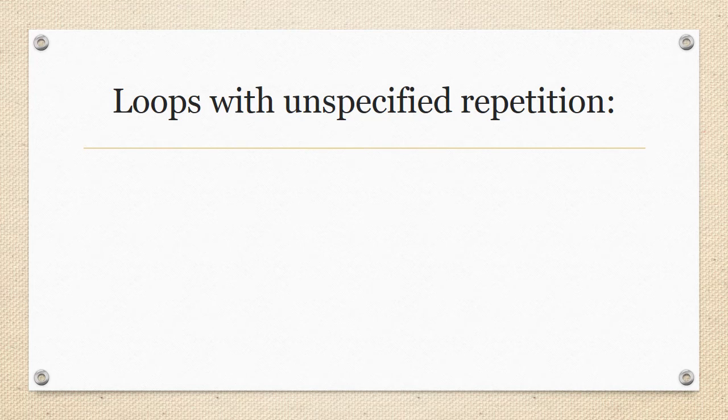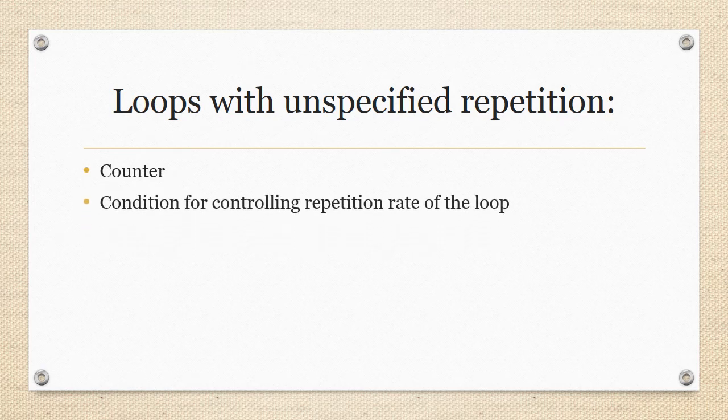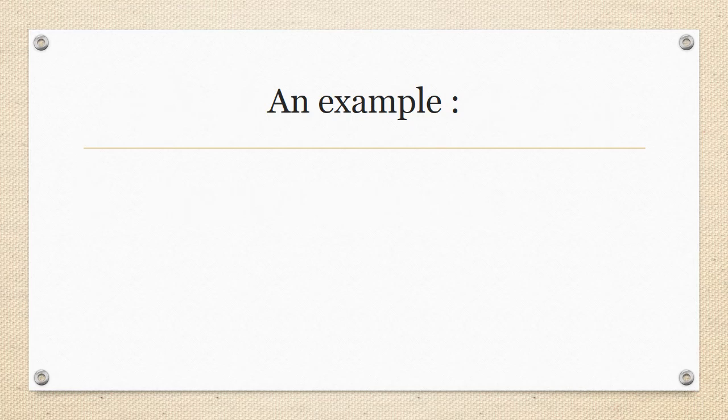Loops with unspecified repetition rate. Every loop that has these two features is called a loop with unspecified repetition rate. The first one is having a counter, and the second one is the condition for controlling the repetition rate of the loop. Here's an example.